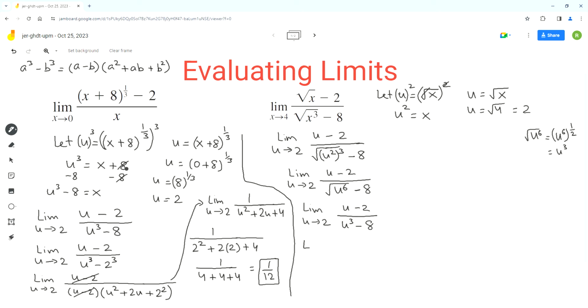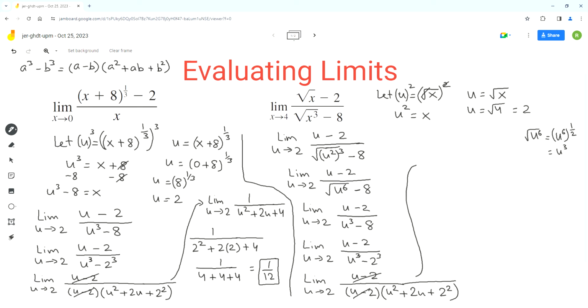So we have to simplify the denominator. For that, we'll have to use the difference of cubes factoring. So u approaches 2, u minus 2 over u cube minus 2 cube. So we get the same setup that we got in the previous problem. Limit u approaches 2. So we can do the difference of cubes factoring, u minus 2, and then u square plus 2u plus 2 square. So we can cancel out the u minus 2.